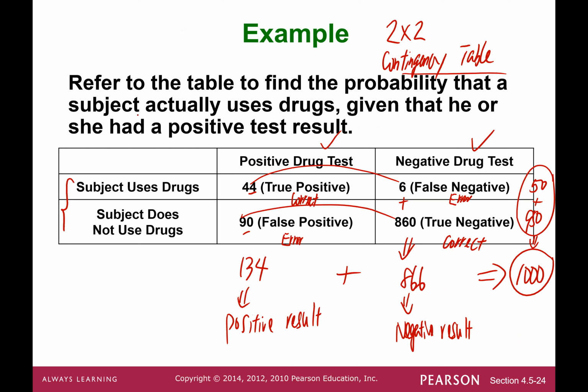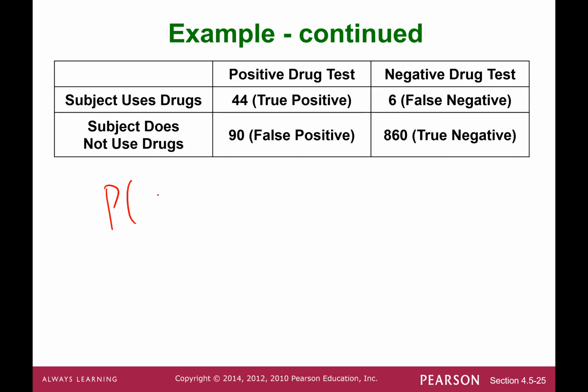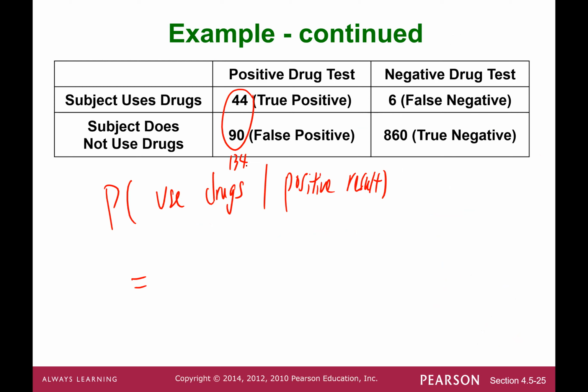I think there's another question here. Refer to the table, find the probability that the subject actually used drugs, given that he or she had a positive test result. So this question is use drugs, given a positive test result. Now again, you look into all the positive test results. Total positive test results is 134, right? Combine those 44 and 90, you get 134. Out of all 134 positive test results, given the condition, how many of them use drugs? You can find that it's 44 of them, so you do 44 by 134. And that's what we call a conditional probability.